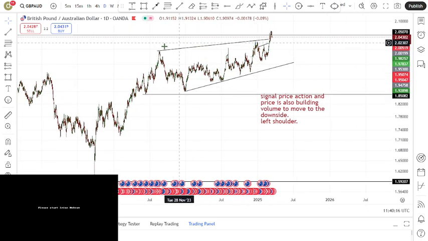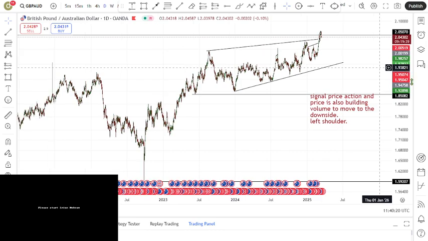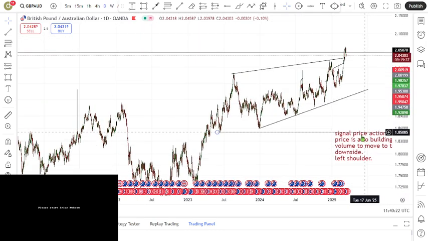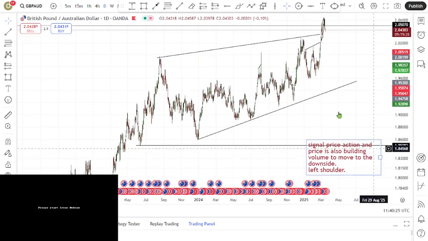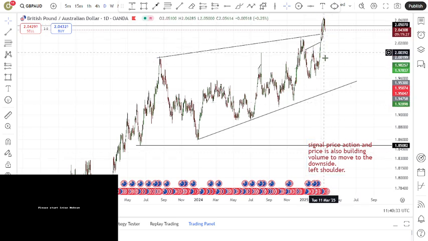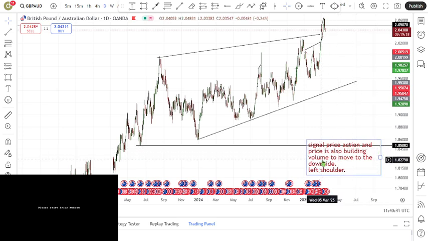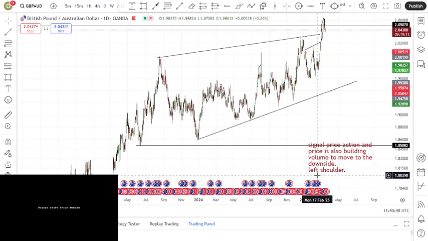In price, the moves are 1, 2, 3. The move was impulsive, and before that you could break the structure. What happened before? I tried to signal price action, and price is also building. At that time, price was at the zone. It was the signal. Now price is our correction. So what I wrote was signal price action, and price is also building volume to move to the downside.